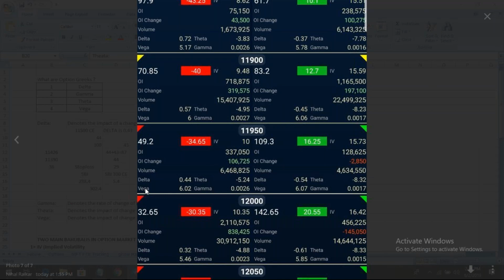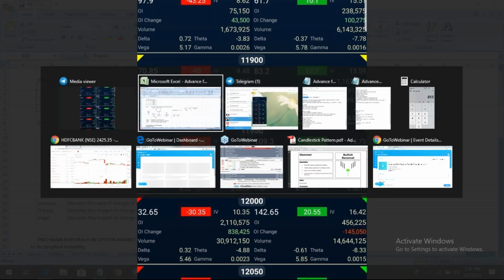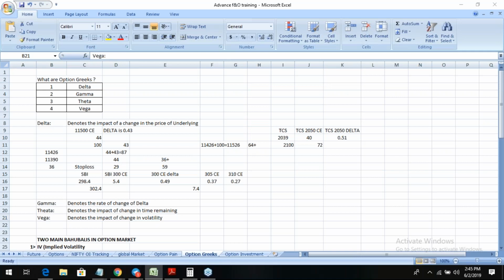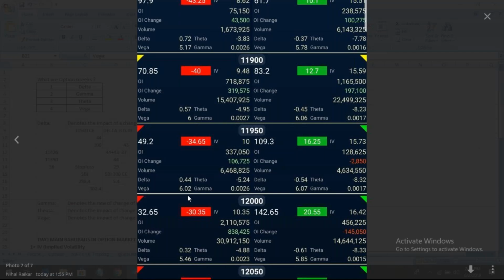See, Vega denotes the impact of change in volatility. Volatility should be at least 5, 6. Higher the volatility, better the premium rate. But personally, I'm saying don't go too deep, because if you learn more, you will get more confused, right? What is most important for you? Delta, that's it. But how does delta change? If you want to see, you can calculate gamma.